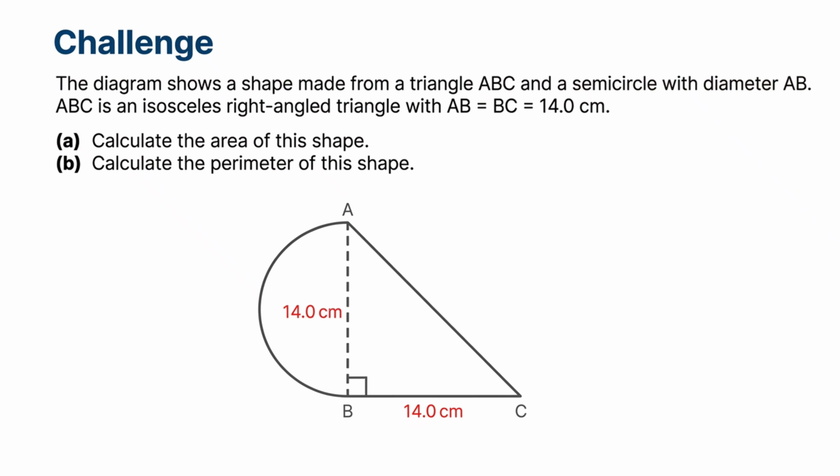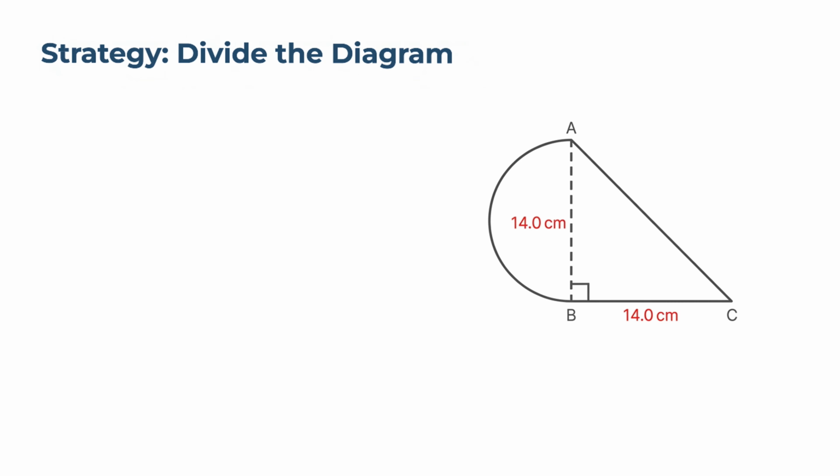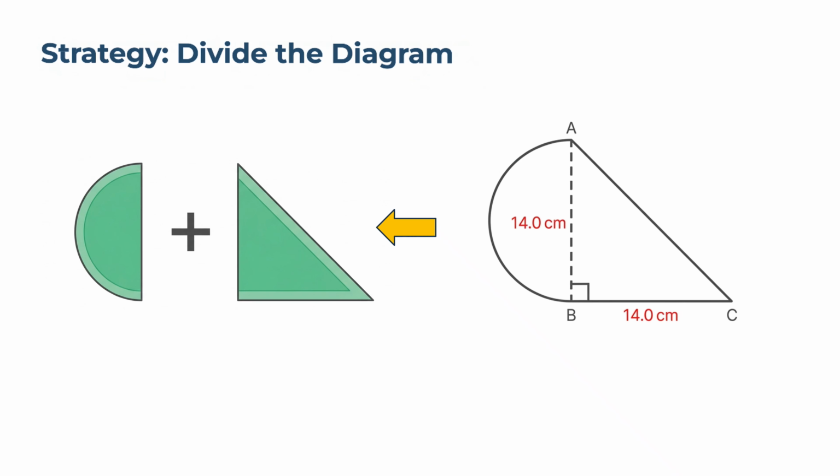We have a shape made up from a triangle. This triangle is an isosceles right angle triangle and a semicircle with diameter AB. We have to calculate the area and perimeter of this shape. Let's solve this challenge question step by step. First, let's split this shape into two geometric shapes, the semicircle and the right angle triangle.